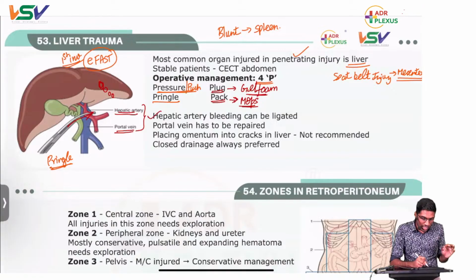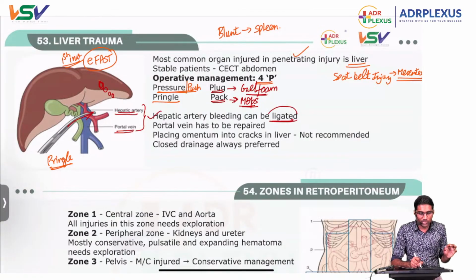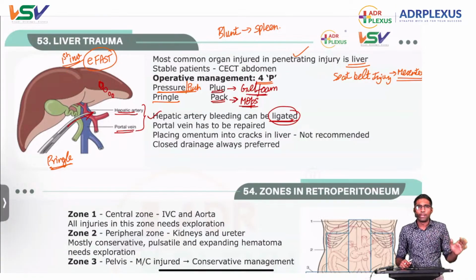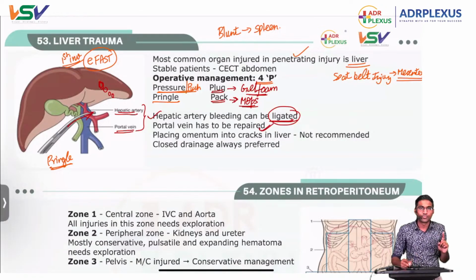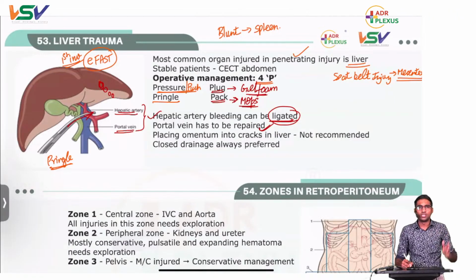So hepatic artery, if it is bleeding, you can ligate the vessel. No need to save the vessel. You can ligate the hepatic artery, no problem. The liver will not go for necrosis. But portal vein, please remember, it always has to be repaired. If it is hepatic vein injury, then a major surgery has to be performed.